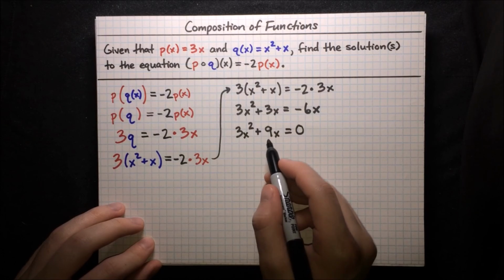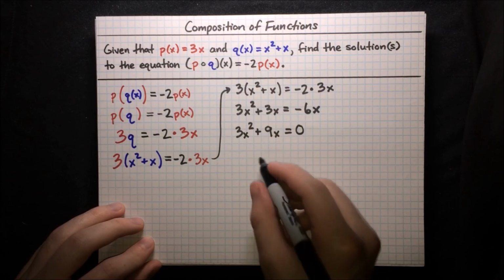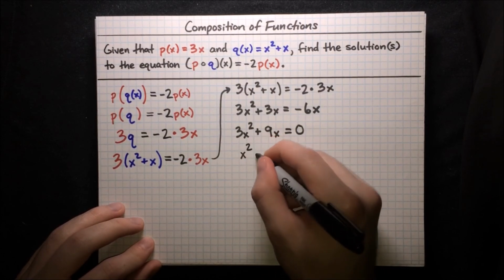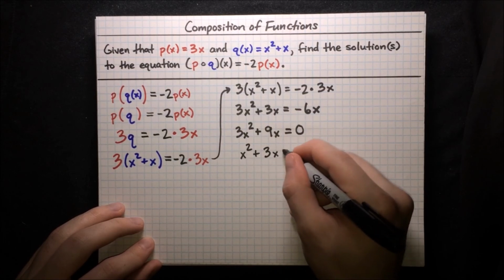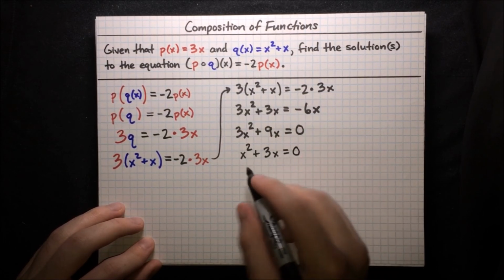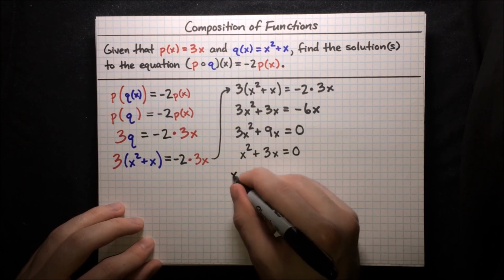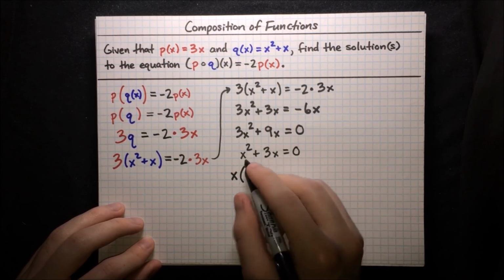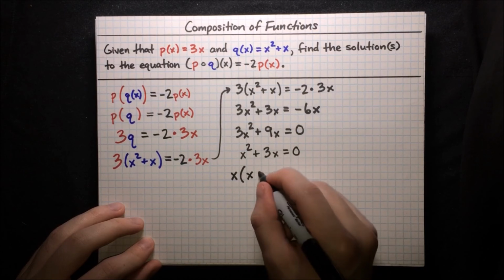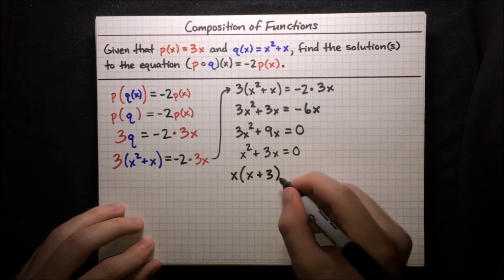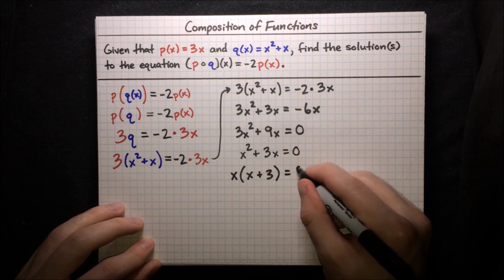And we can simplify this a bit. 3 and 9 are both divisible by 3, so divide everything by 3, and you get x squared plus 3x equals 0. And this can be factored. We can just bring out an x, because that's common to both terms. x times x makes x squared, and x times 3 makes 3x. So x times x plus 3 is equal to 0.